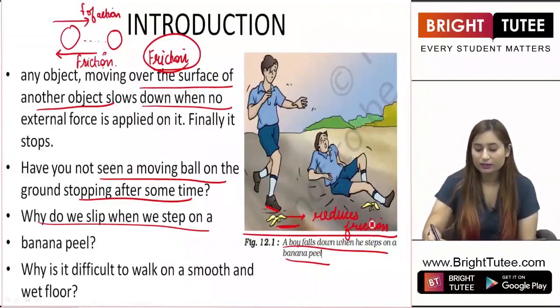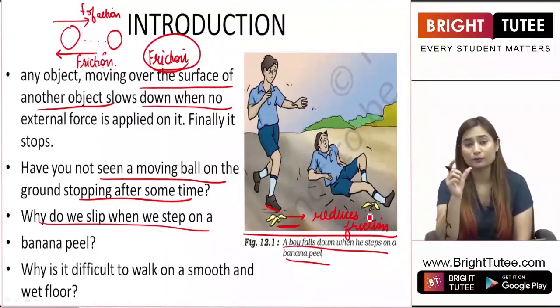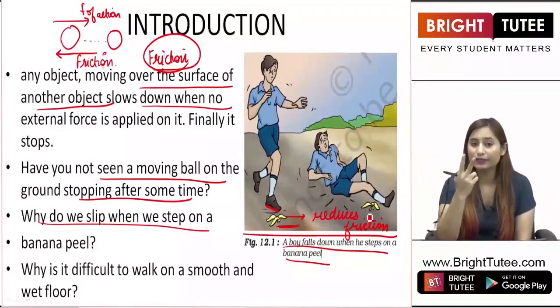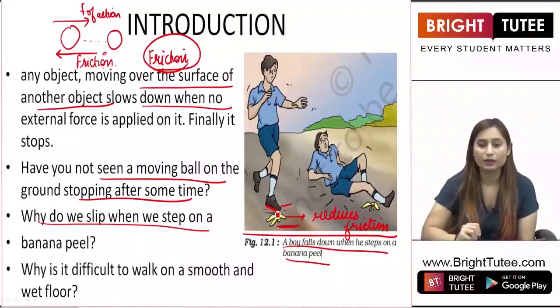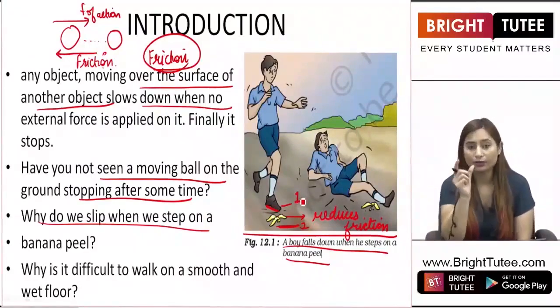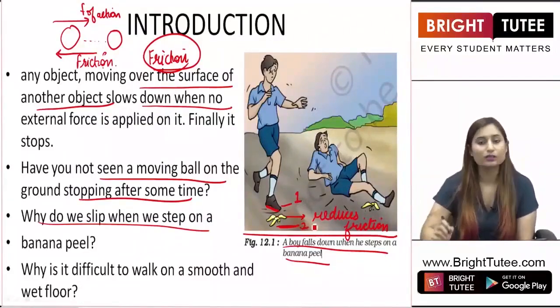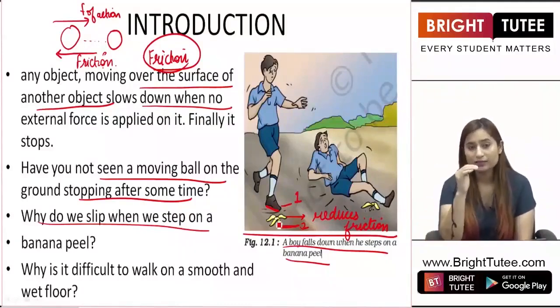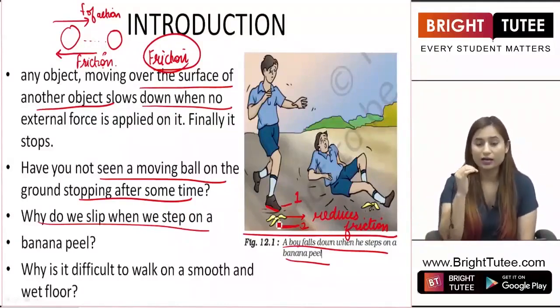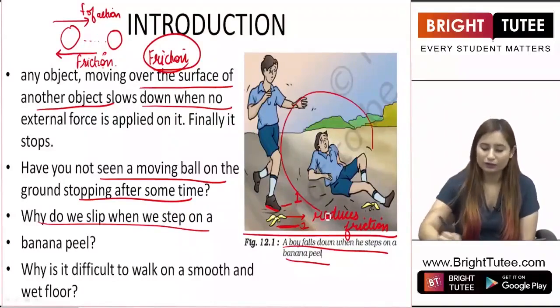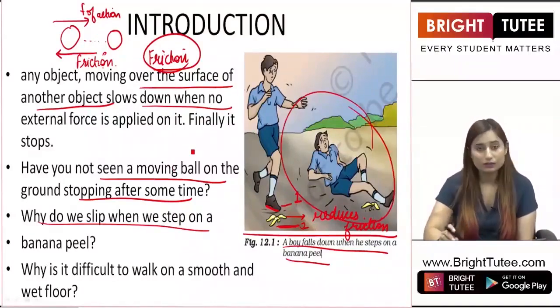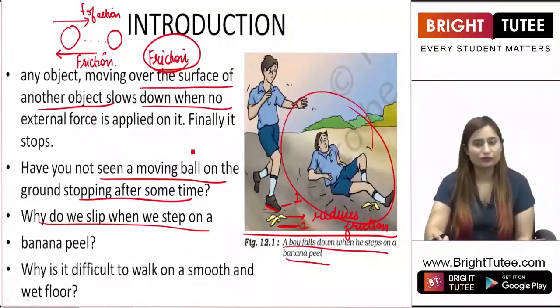We also learned that friction is a contact force. Basically, friction only occurs when there is contact between two surfaces. This was surface 1 and this was surface 2. The surface 1 was the sole of the boy's shoe and the surface 2 was ground. When the banana peel comes in between both the surfaces, it reduces friction and due to which the boy falls down. The friction is lost, hence the boy falls down because there is no friction.